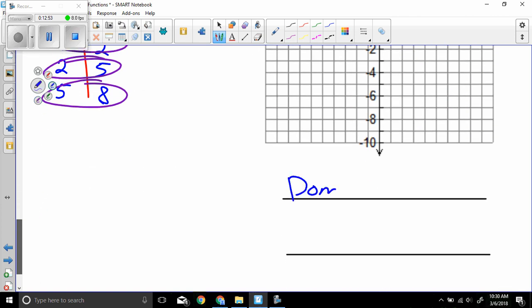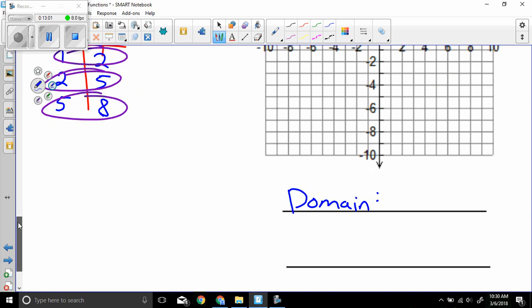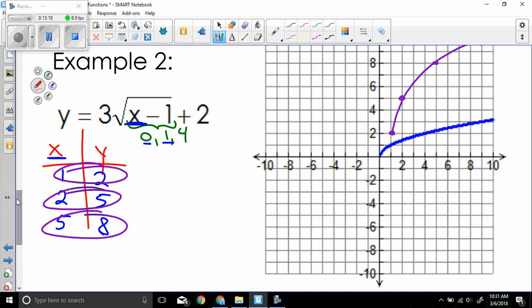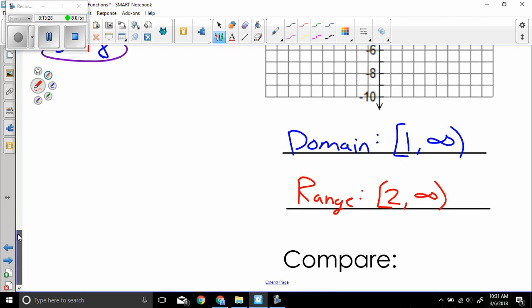The domain is the x. How far to the left does this thing travel? It looks like that first point's at 1, so the farthest to the left it goes is 1, and I get that point. And how far to the right? It goes forever to the right, so that's infinity. Let's think about the range. How low does it go? The lowest it goes is this 2 value, so 2 is included. How high? It goes forever up, so that's infinity. We've done a lot of ranges and domains, so that shouldn't be too hard.